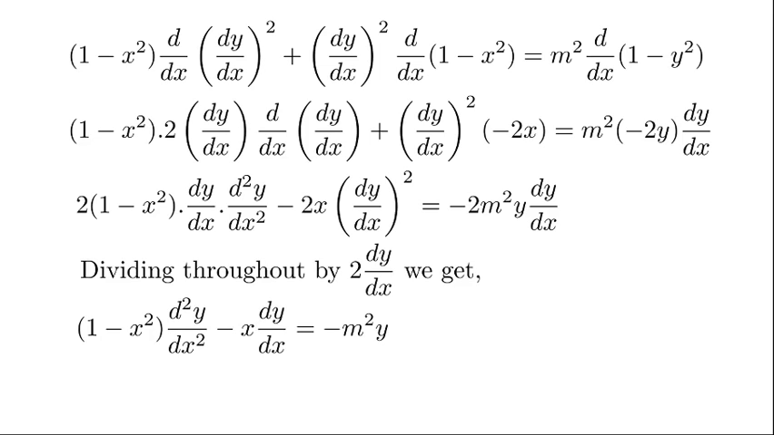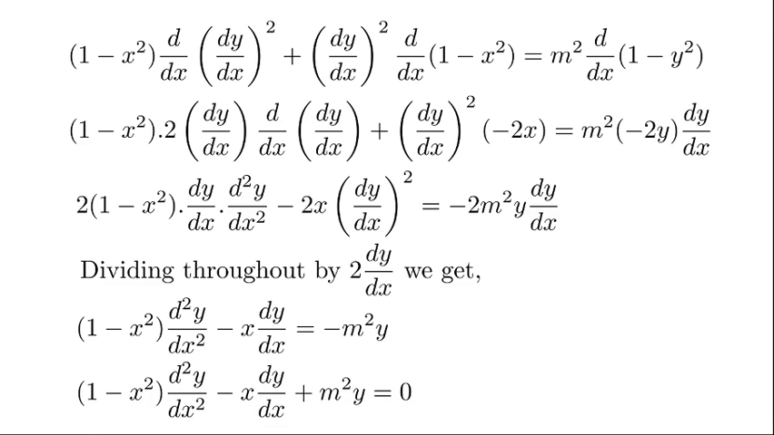Rather, we have to shift the right hand side term, minus m square y, to the left hand side. So (1 minus x square) d square y by dx square minus x dy/dx plus m square y equal to 0. This is the required result.